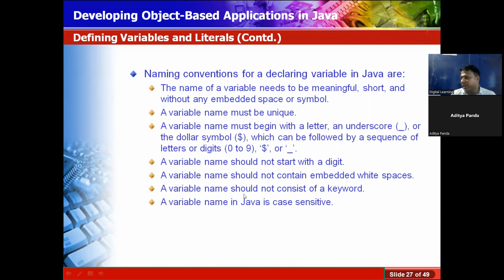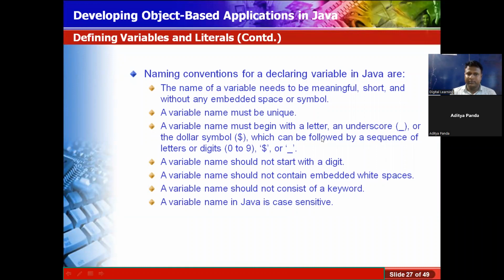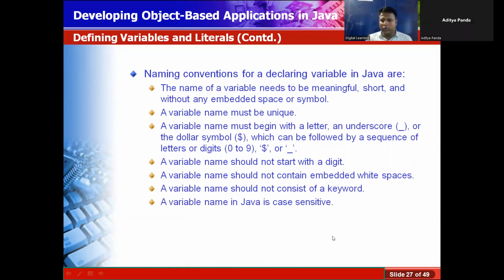While you are defining a variable, it must not be a keyword like System or println. A variable name in Java is case sensitive. It means if you define a variable as capital Score, you cannot use small score for it. It cannot be given as small score. So it is case sensitive. Okay, right? Those are the naming rule conventions.